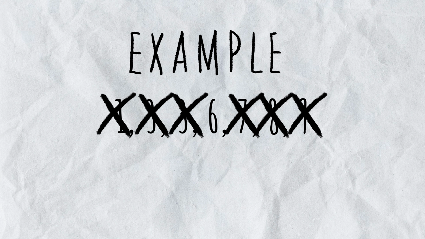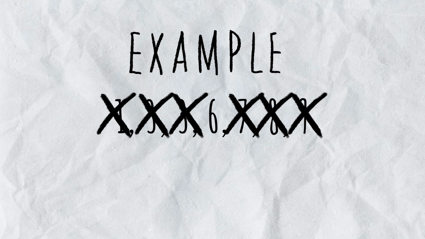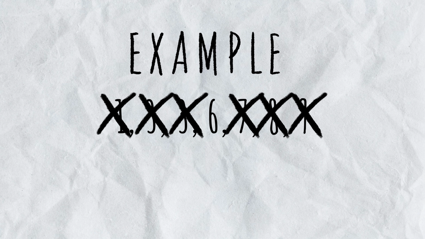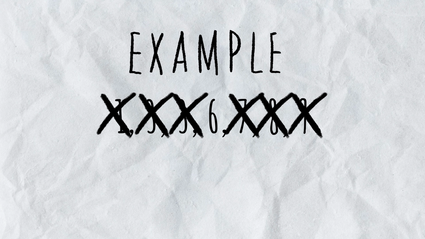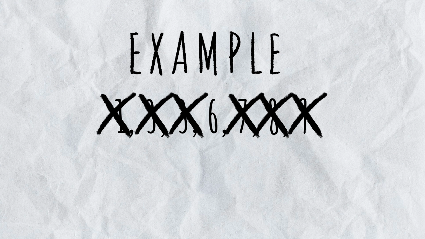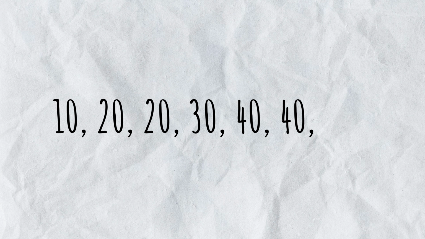And as you can see, the middle number is 6, and this is because there's 3 numbers on one side and 3 numbers on the other, meaning 6 is slap bang in the middle of that set of numbers. I hope that makes sense. So without further ado, let's move on to the quiz. For this quiz, I'm going to use the following numbers: 10, 20, 20, 30, 40, 40, and 100.